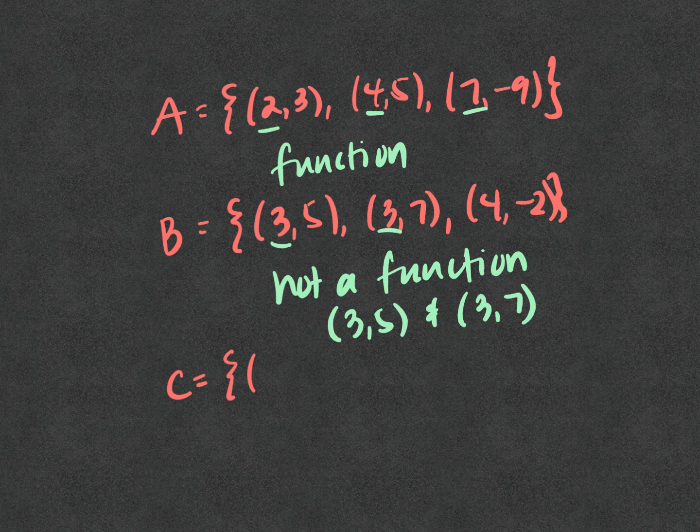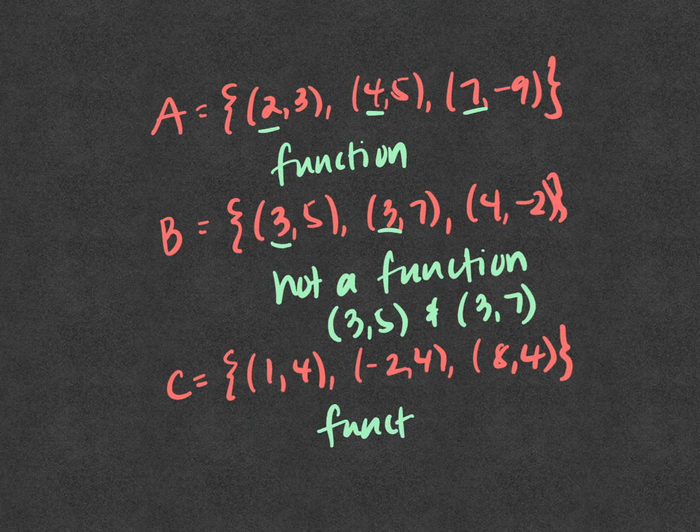This one trips everybody up. It's (1, 4), (-2, 4), (8, 4). Is this one a function? Why, certainly. Look at the x values. They're all different. So if you were to graph these points, you would have (1, 4), (-2, 4), and (8, 4). See how that passes the vertical line test?